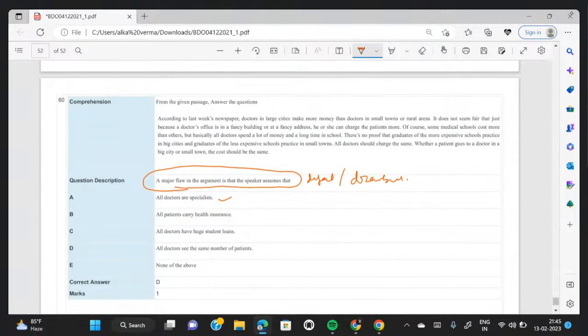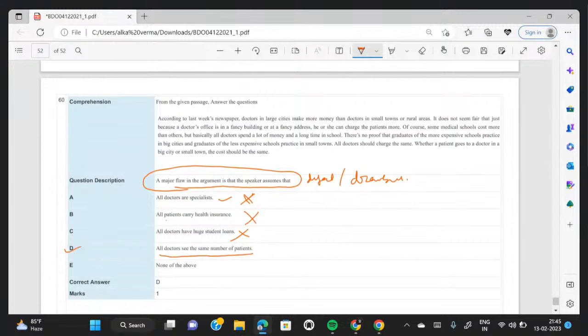All doctors are specialists. No, all doctors are not specialists. All patients carry health insurance. No, useless. Nothing is given about it. All doctors have student loans. Nothing is given about student loans. All doctors see the same number of patients. Do we have the same?